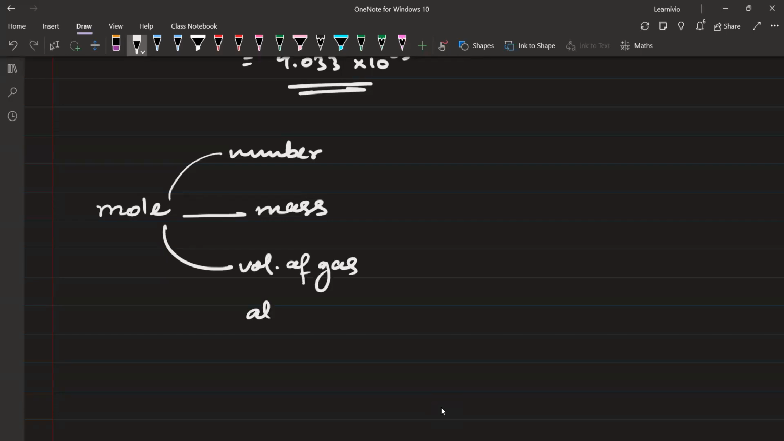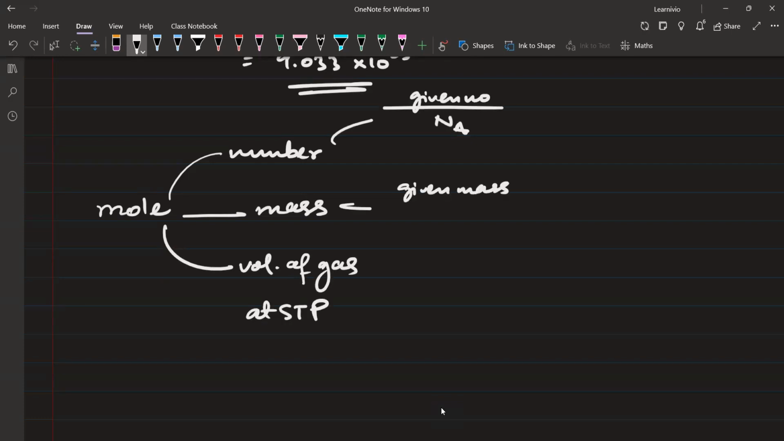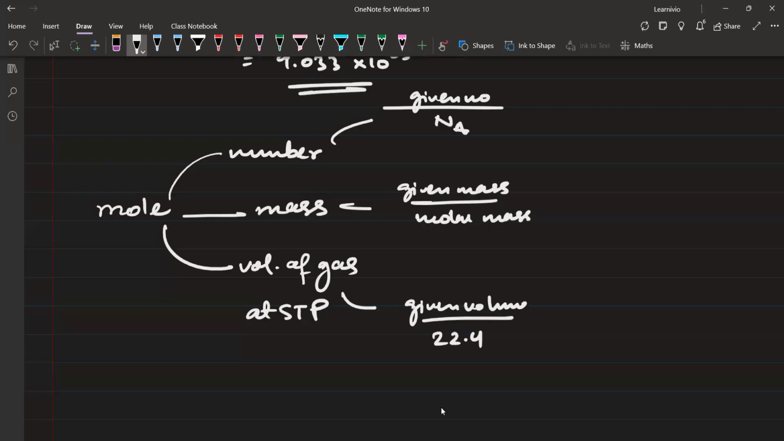So for the number, whatever number is given is divided by the Avogadro's constant. For the given mass, divide by the molar mass. And for volume, we have to divide by 22.4. And this will tell you the number of moles. Now, this formula is the most important. All of these three are important for the 11th standard, but the given mass by molar mass formula is important for the complete journey of chemistry, in 12th standard also.